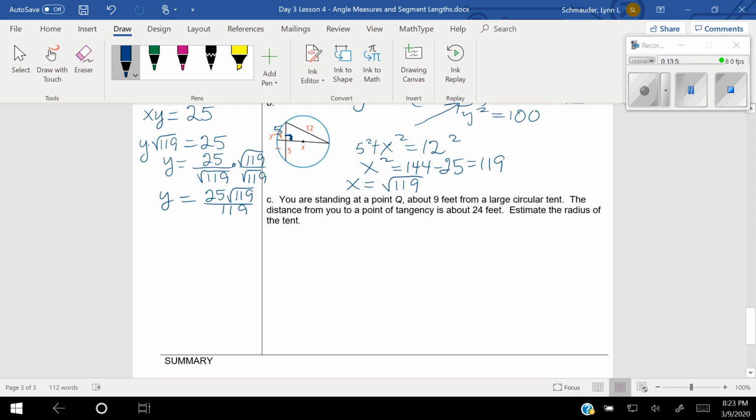So here we go with our last problem of the day. What do we got? You are standing at point Q. So here's you, about 9 feet from a large circular tent. Okay, so you're about 9 feet out there, away from that tent. The distance from you to a point of tangency is 24 feet. So that's going to be 24. Point of tangency. Estimate the radius.